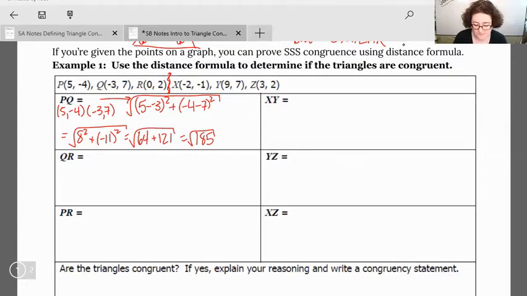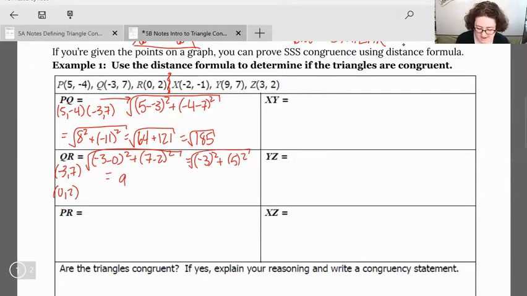answer for the distance. Alrighty, QR, again, I would suggest writing your numbers down. And we have 0, 2. And then we plug it into our distance formula. So negative 3 minus 0 squared plus 7 minus 2. And actually, I find sometimes if I line up my points like this, kind of top to bottom, it helps me line things up even easier. Okay, so we have negative 3 minus 0 is a negative 3, again squared, plus 7 minus 2 is a 5.